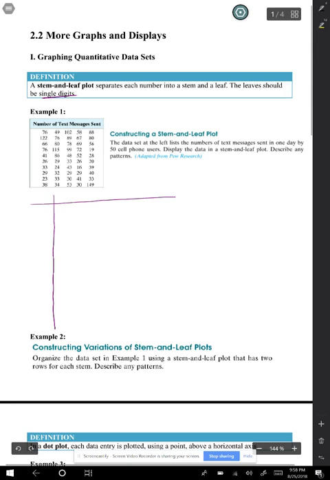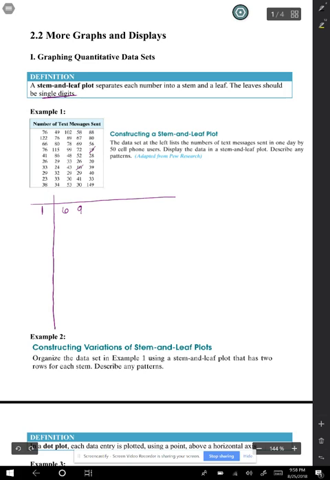So what you do is you need to locate the smallest number in the data set. This is the number of text messages sent by 50 cell phone users, and the smallest one we see is 16. So we would have a 1, and that would be our stem, and then we would have a 6, and that would be our leaf. And then if you look back up, there's another 1 number, and that's 19. So we skip over a little bit and put our 9. You want to skip over enough to tell that the 6 and 9 aren't together.